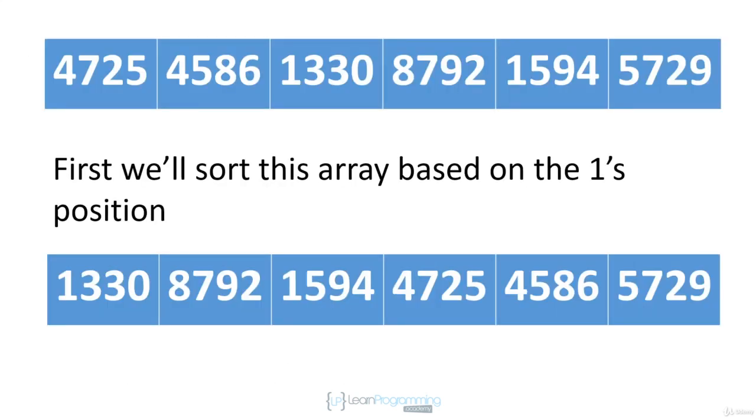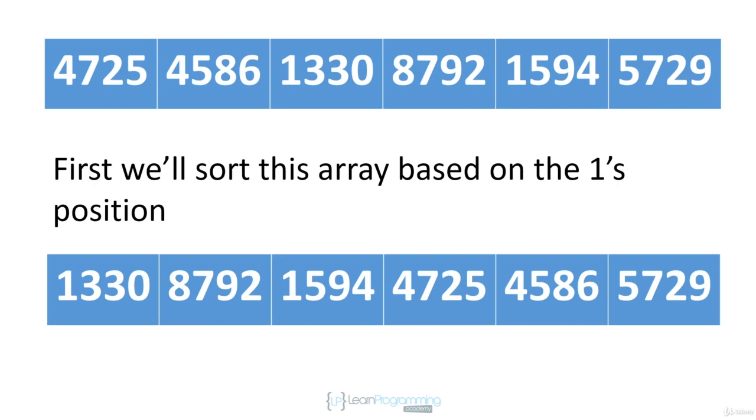So we have a different array here now at the top of the screen. It's got 6 integers in it, and you'll notice that they're all decimal numbers and they're all of width 4. They all have 4 digits. And so we can sort this array using the radix sort. First we're going to sort this array based on the ones position. Let's take a look at the first value, 4,725. The number 5 is in the ones position. And for the second value, 4,586, the number 6 is in the ones position.